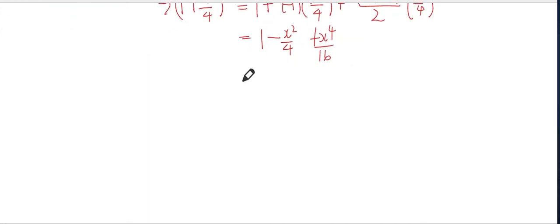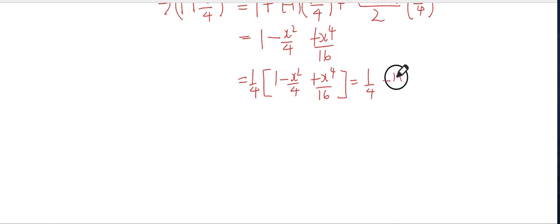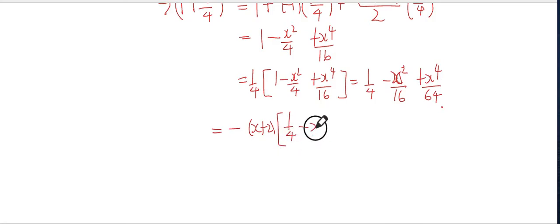If I do that, you have 1 over 4 bracket 1 minus x squared over 4 plus x to the power of 4 over 16, which will give me 1 over 4 minus x squared over 16, and then x to the power of 4 over 64. Now I take negative x plus 2, the term in front, and multiply by 1 over 4 minus x squared over 16 plus x to the power of 4 over 64.